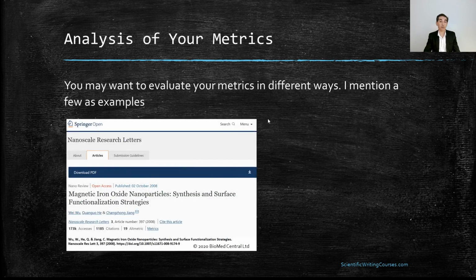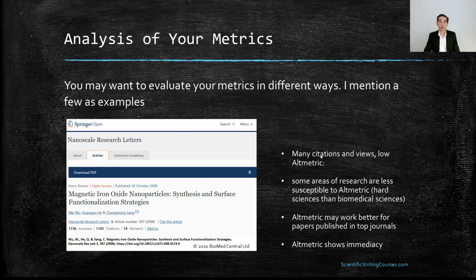Now let's look at the analysis of the metrics that I mentioned before. So you might want to evaluate your metrics in different ways. I mentioned two. So this is one. So here in this article that I just randomly selected, you can see that it has many citations and views, but the Altmetric is very low. So you see the Altmetric number is about 19, and the number of citations is almost 1,200, and it has been accessed or viewed more than 173 times. That is for the article published in 2008.